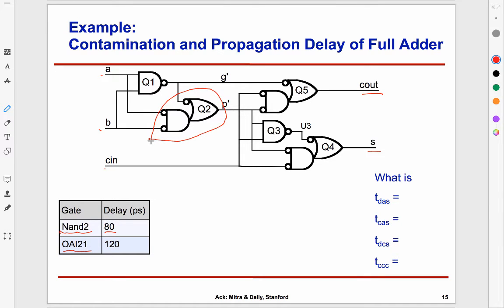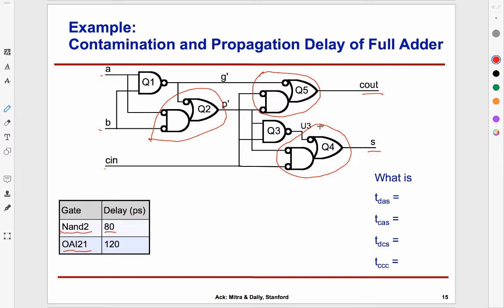It has an OR gate, it has a 2-input AND gate. So it's OAI, there is an inversion happening. We see this gate being used multiple times out here, here, and this one. So this whole design is actually made up of just 2 types of gates. It's made up of 2 NAND2 gates and 3 OAI21 gates. And what we are given are the propagation and contamination delays of each one of these. NAND2 is 80 and OAI21 is 120.